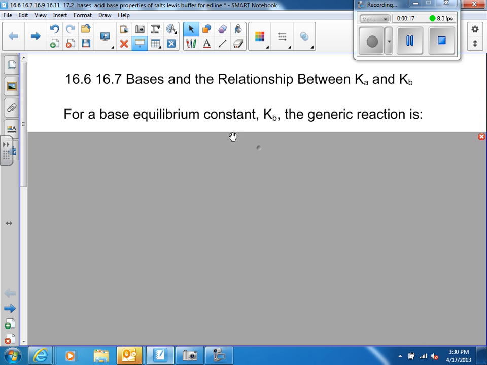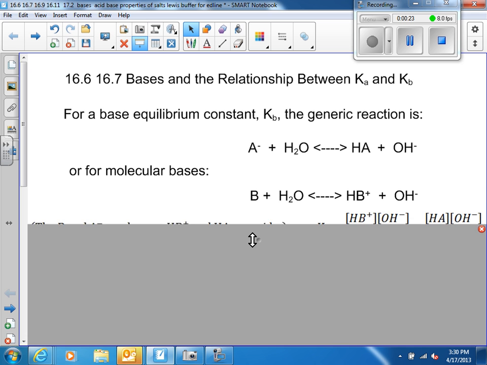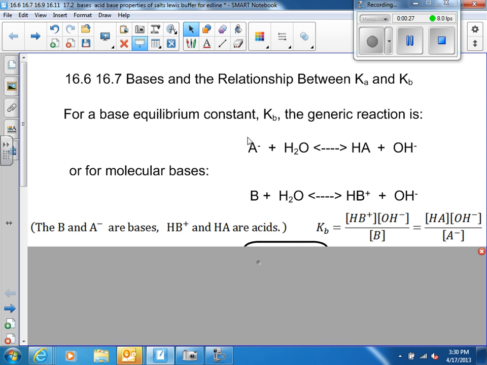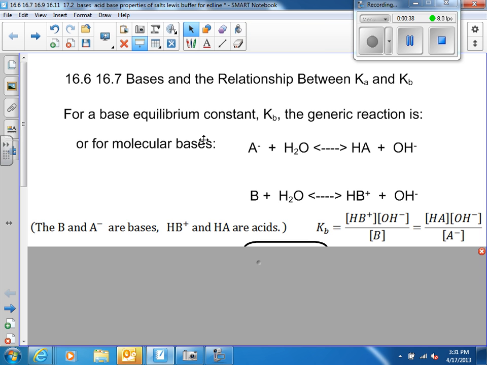So when we have a weak base, the equilibrium constant would be a Kb, B for base, and here are our generic reactions. These would be bases. These would be the acids. This is really the same reaction. It's just that this one's for a molecular base. Here's a generic reaction for a base that would be an anion.